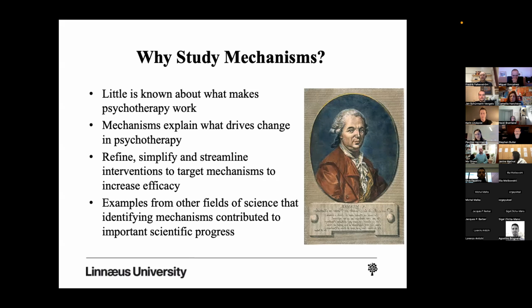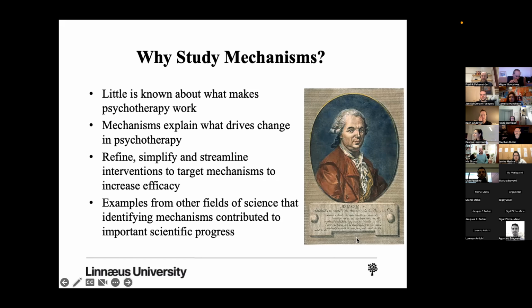But by studying mechanisms, we can find what drives change in therapy, so to speak. And by finding that, we would be able to refine treatments. We could simplify by removing some things that we thought were important, but may not be as important empirically as we thought. Or we can put more emphasis on those mechanisms that we find really are related to outcome. And there are examples from other fields of science that identifying mechanisms has been an important contribution to scientific progress.